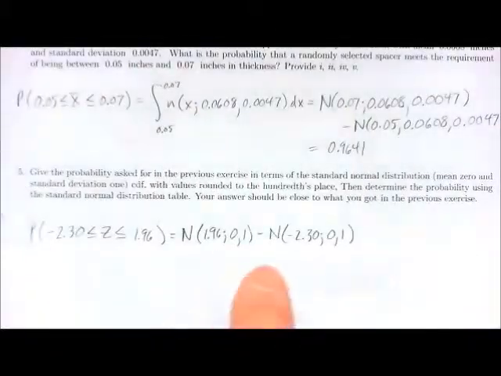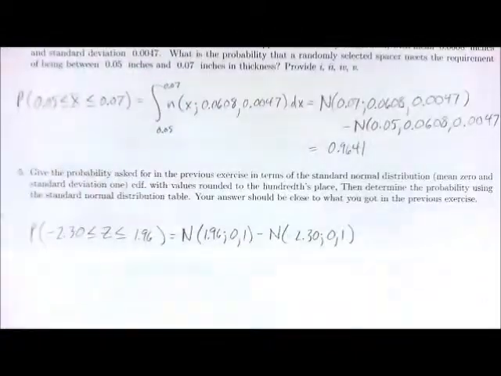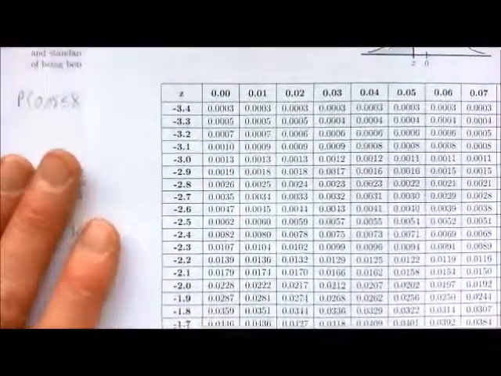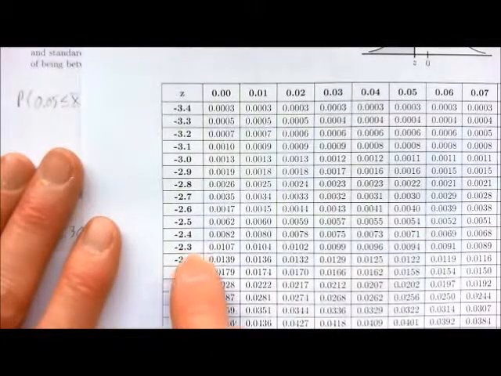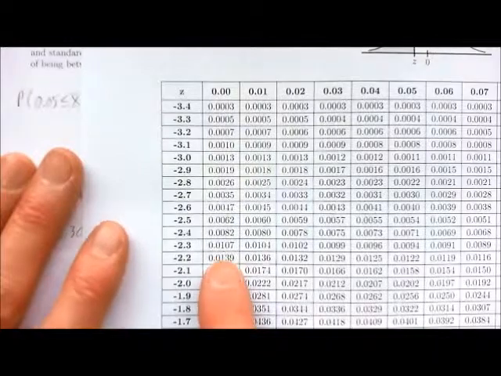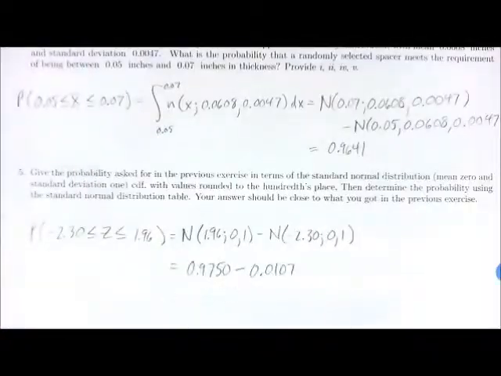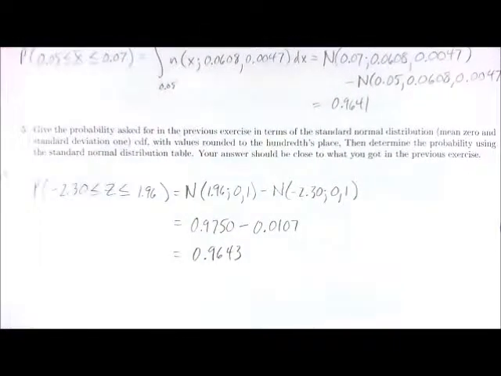For the negative value, the negative 2.30, we need to have the part of the table with the negatives on it. And we come over here, negative 2.30 is the value right there, 0.0107, which we can see here. And so those are the two values then that we subtract and come up with our probability right there, 0.9643. And that concludes assignment 10.